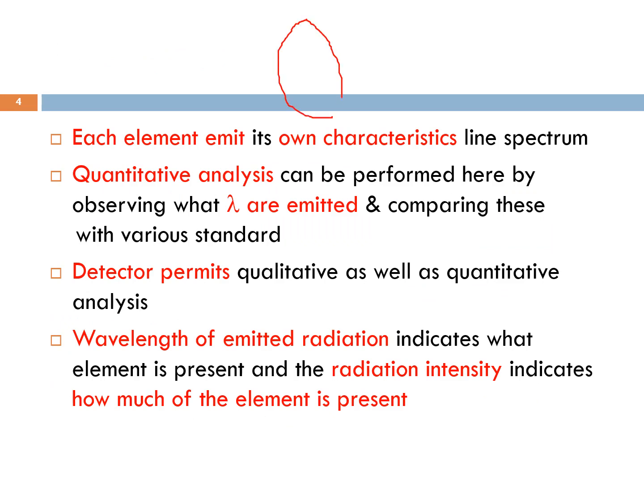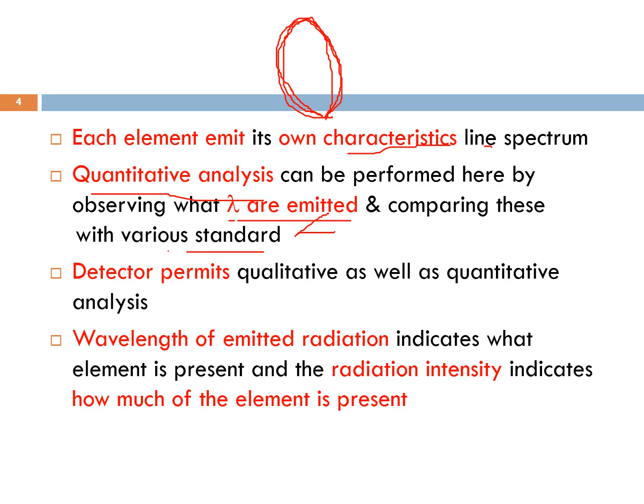Daripada flame ni, macam mana kita nak tahu tu adalah matter of interest kita yang emit radiation tu? Sebabnya each element, setiap elemen atau setiap metal akan emit its own characteristic line spectrum. Quantitative analysis can be performed here by observing what wavelengths are emitted and comparing this with various standards. So quantitative analysis sama juga macam AAS, absorption spectroscopy, is to determine the concentration of the metal of interest. So untuk tahu concentration macam sama juga, kita kena compare dengan standard calibration curve method ataupun standard addition method.